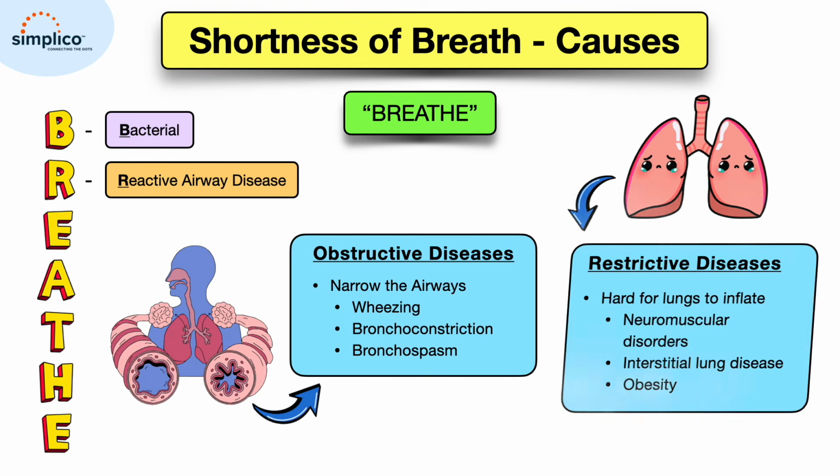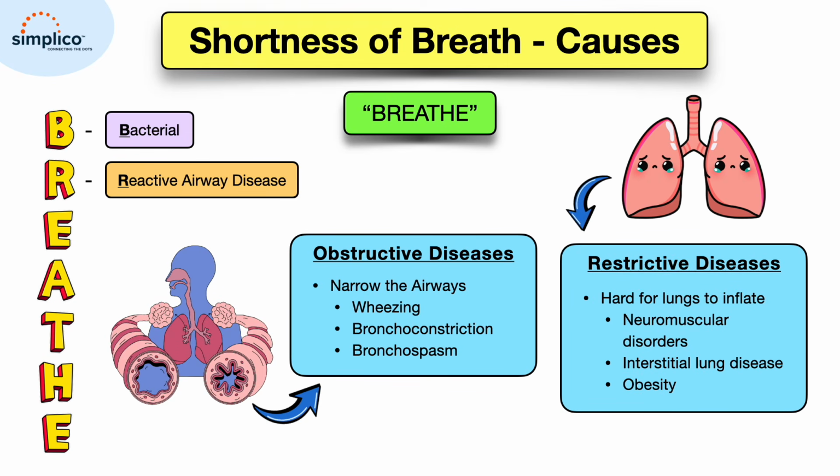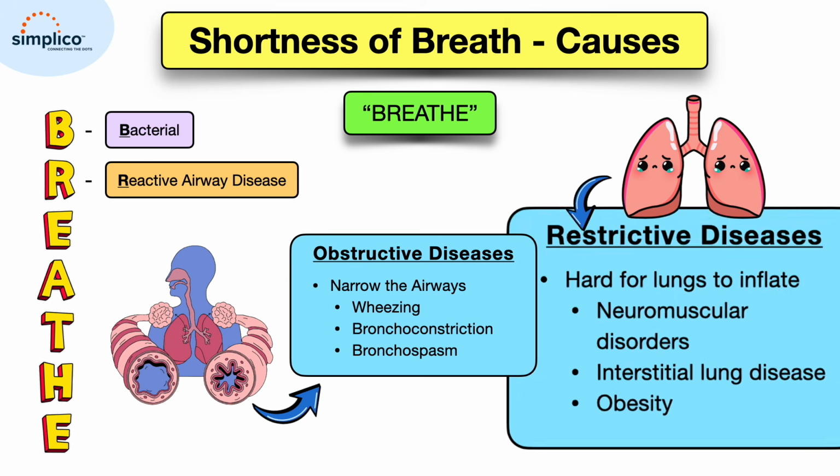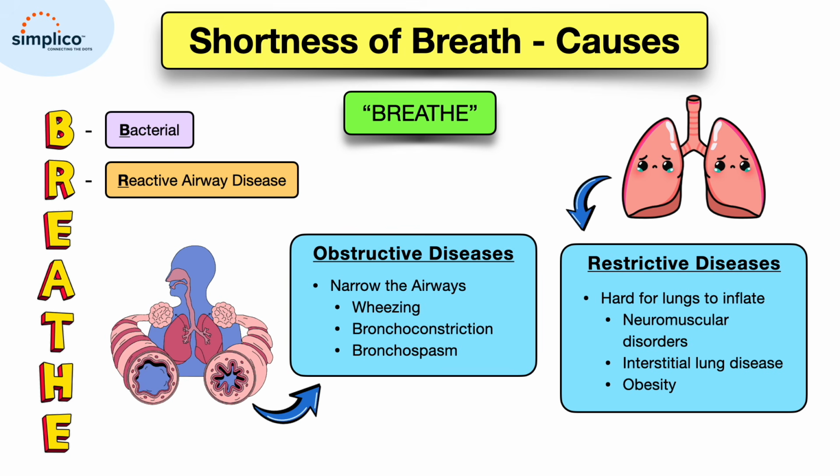You can also use the R to help you remember restrictive lung disease. So we have obstructive lung disease, which are diseases that narrow the airways, and we also have restrictive lung disease, which are diseases that make it difficult for the lungs to inflate. And this will include conditions such as neuromuscular disorders, interstitial lung disease, and obesity, to name a few.